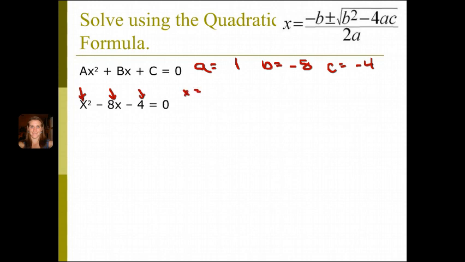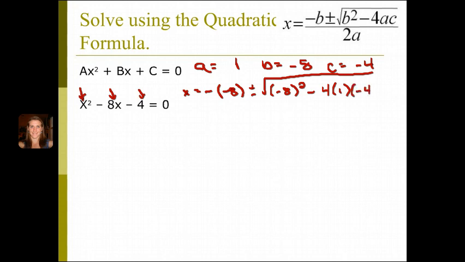So x equals negative b. Now notice that I put a negative on the outside of the parenthesis and then put my negative 8 on the inside. That's very important. You cannot forget one of those negative signs. So plus or minus the square root of b squared, so negative 8 is in parentheses and then squared, minus 4 times 1, because that's our a, times negative 4, which is our c. And we're dividing all of that by 2 times our a term, which is 1.